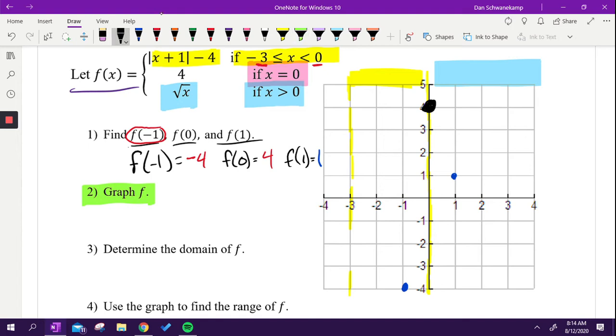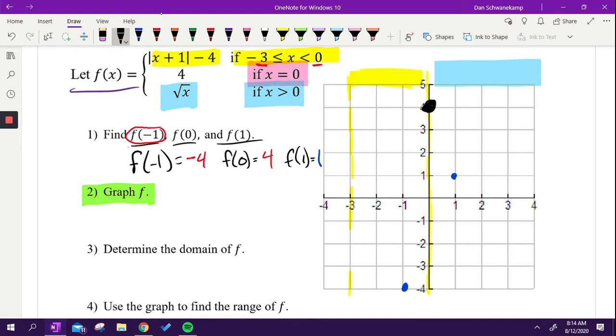It's a V. Avery, which direction is that plus 1 going to take me? Left 1 and the -4. What's the -4 going to do? Good. Left 1, down 4. Oh, that's our starting dot right there. We already had it because that's what we plugged in. But that's the middle of my V. And then I'm making my V shape from there.